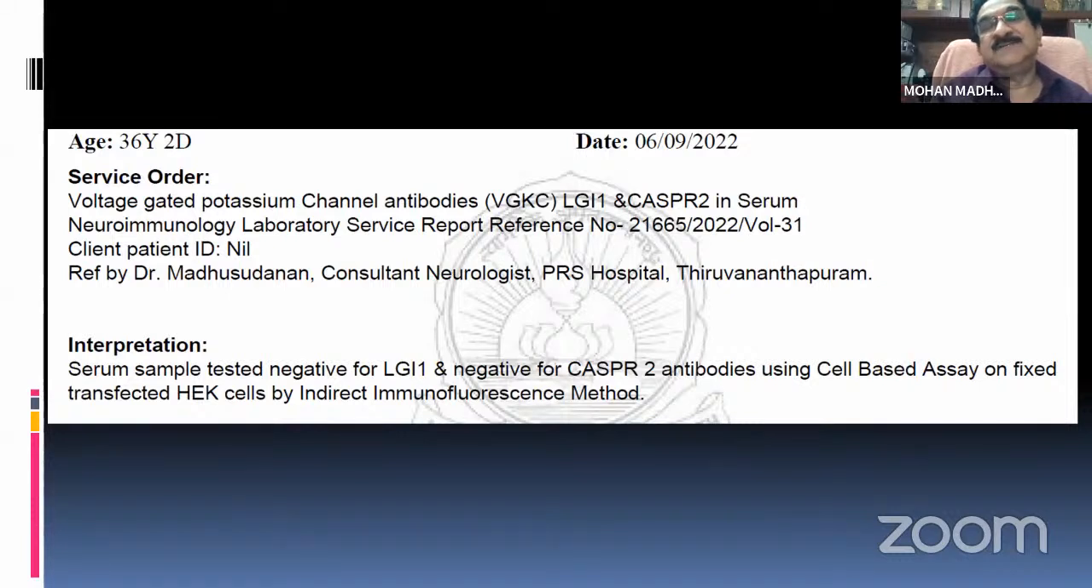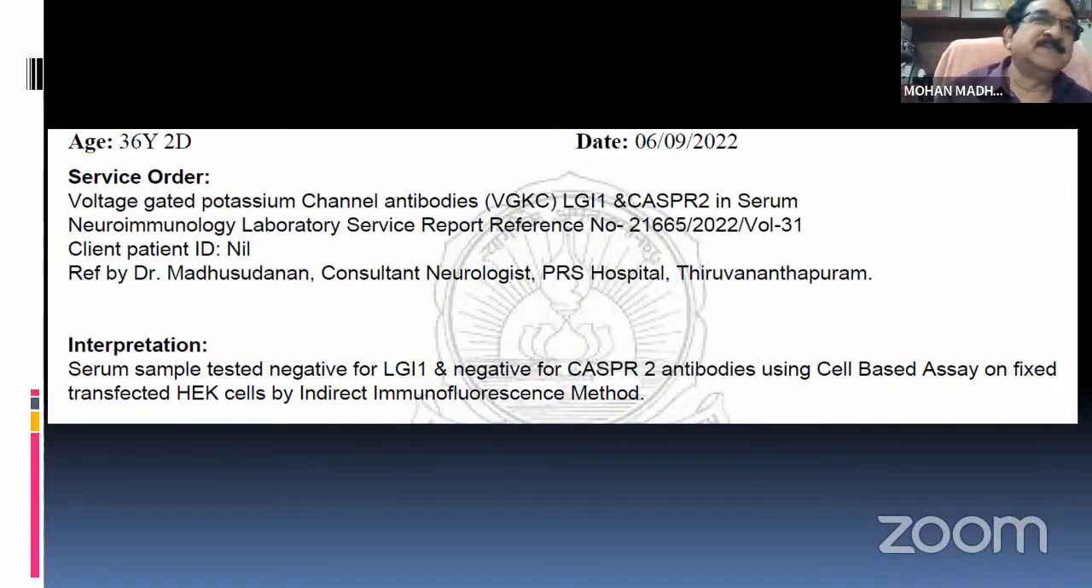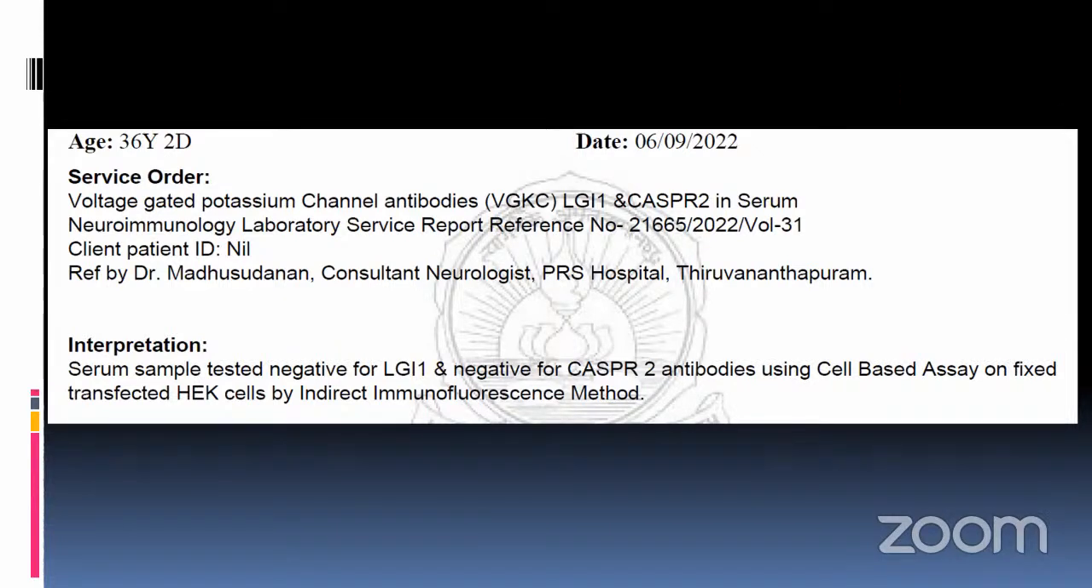Myopathy, no. CPK is normal. EMG is also not suggestive of myopathy. But nevertheless, possibly muscles are affected. Radiculopathy also can occur. Yeah, maybe. Supraorbital radiculopathy, maybe.